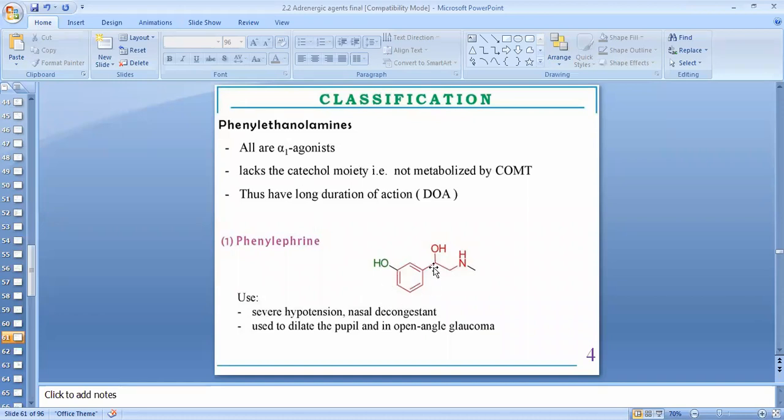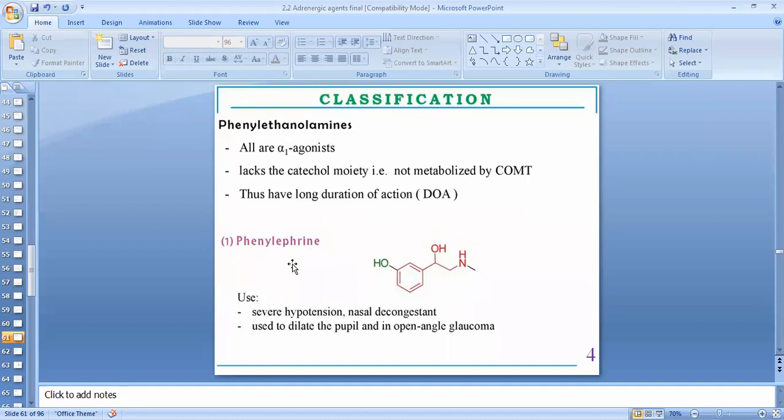Because this hydroxyl group is absent, this ring is not converted into a catechol moiety. There is lack of catechol moiety. That's why it is not metabolized by which enzyme? Catechol O-methyl transferase enzyme. If the catechol moiety had been here, by which enzyme would its metabolism have occurred? It would have occurred by the catechol O-methyl transferase enzyme. But this is not the case, thus they have long duration of action. That's why this drug molecule is not metabolized by this enzyme, that is catechol O-methyl transferase enzyme. That's why this drug is going to have a long duration of action, that is duration of action is more.